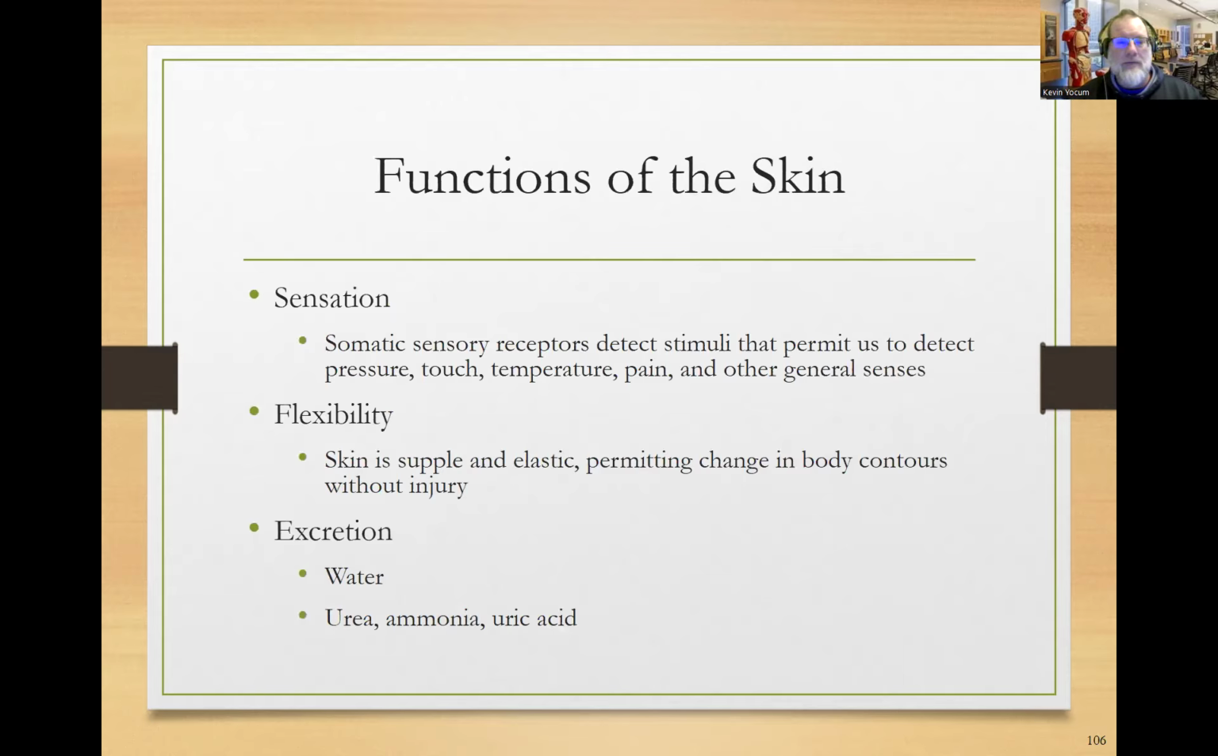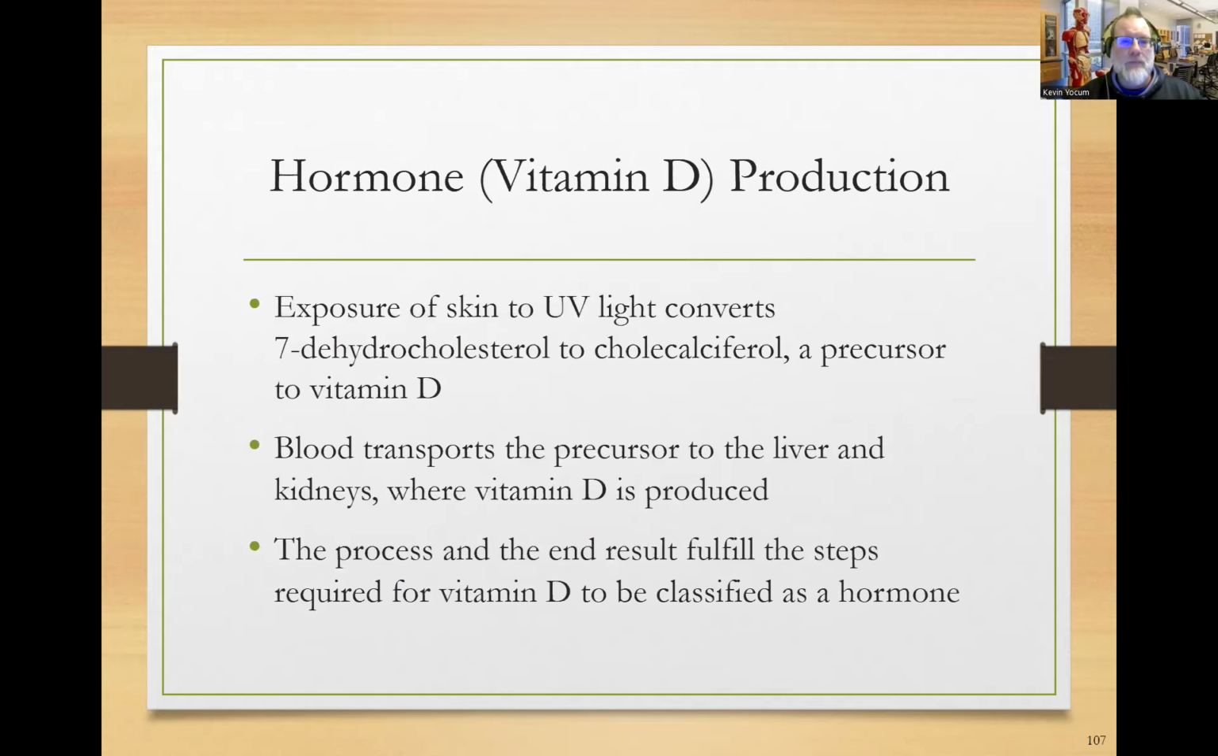And again, sensation, flexibility, excretion, pressure, touch, temperature, pain. Vitamin D: those adipose cells or fat cells store vitamin D. And so when UV rays make it through the epidermis down into the dermis, we can get vitamin D activated and basically get going on vitamin D production in the liver. So you need UV, you need vitamin D, and you also need calcium.